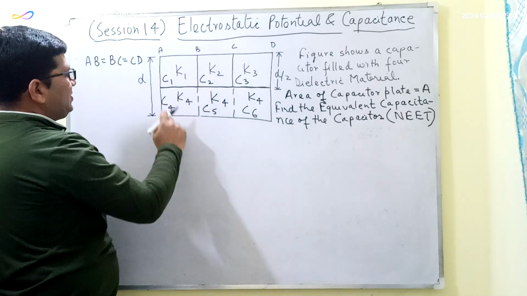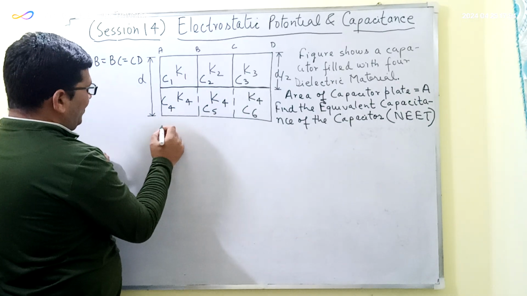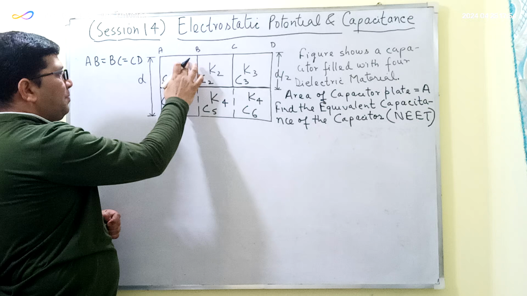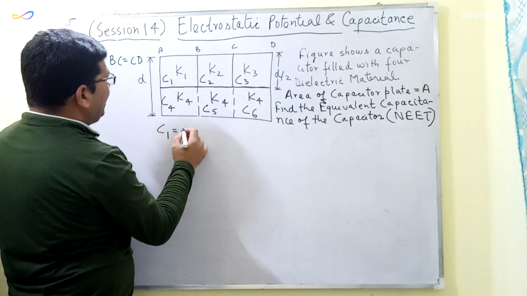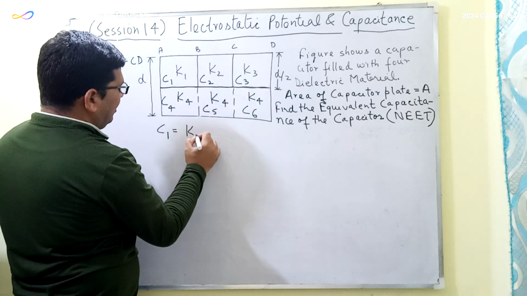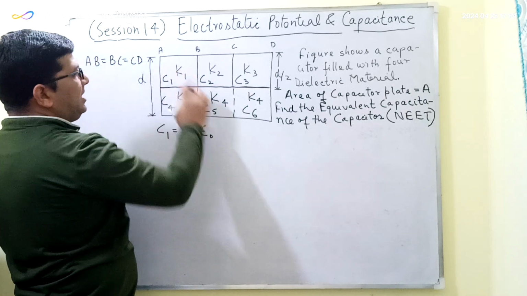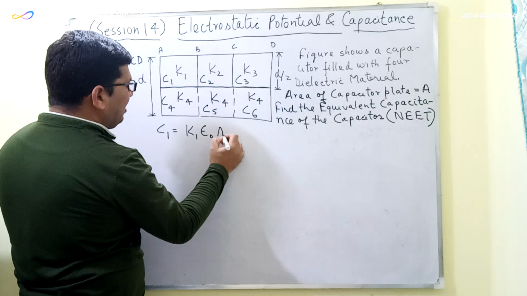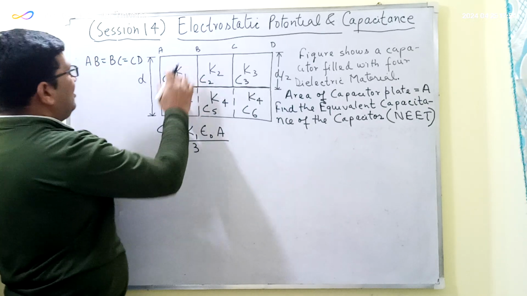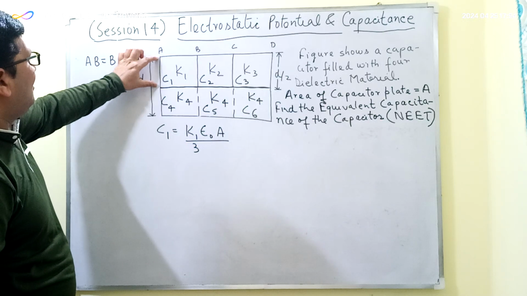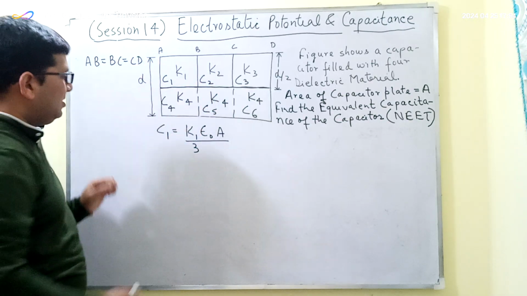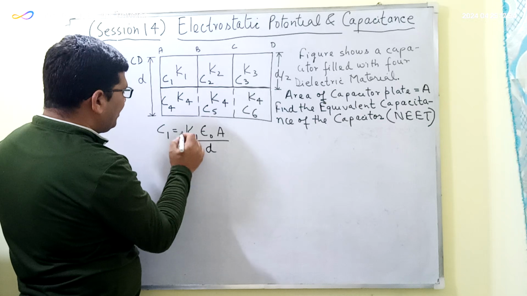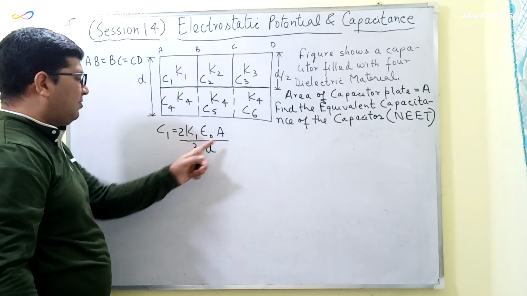So now here C1 and C4 are in series. First of all, we will find the value of C1. C1 is the capacitance of this part of the capacitor, and this will be equal to K1 epsilon naught A upon D. Now the area of cross section of the capacitor plate is A, so for this part of the capacitor, the area will be equal to A by 3. And the width of this part of the capacitor is D by 2, so I will put the value of D as D by 2. So this 2 will come in the numerator, and the value of C1 is equal to 2 K1 epsilon naught A divided by 3D.